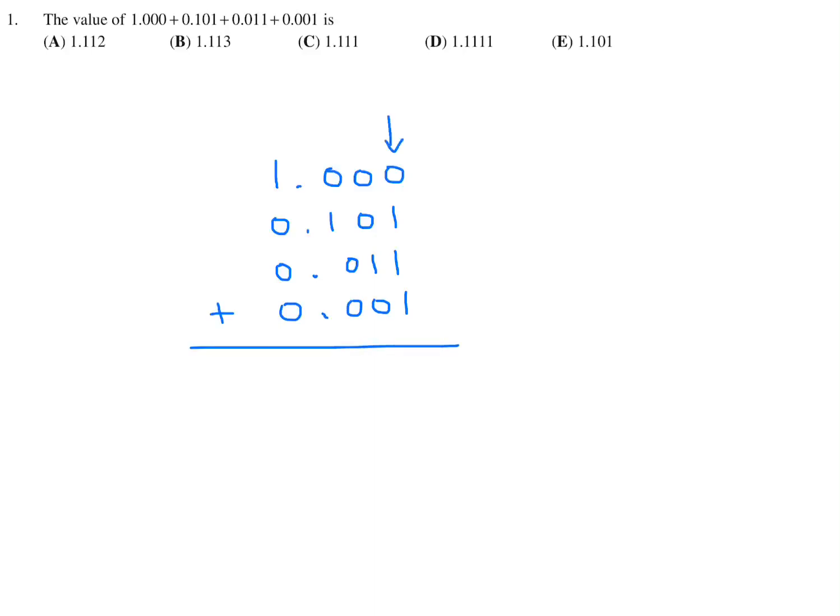So this column we've got 3, this one we got 1, this one 1, and 1. Now the only thing about these questions is that just be careful when you choose the answer choices because they tend to be similar. So 1.113 is 1b.